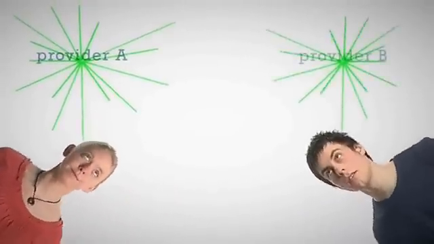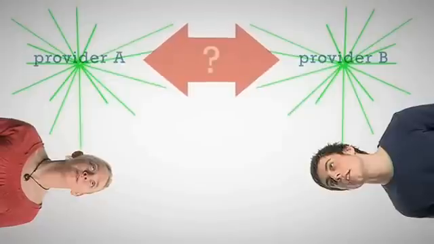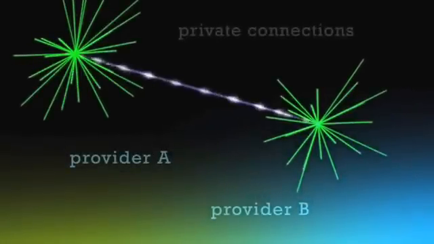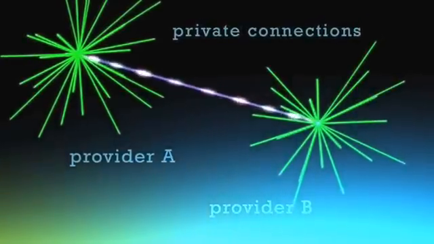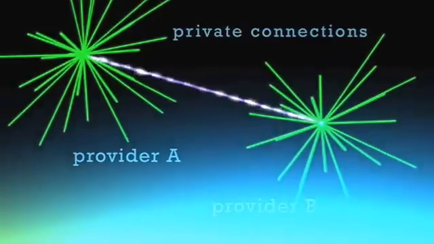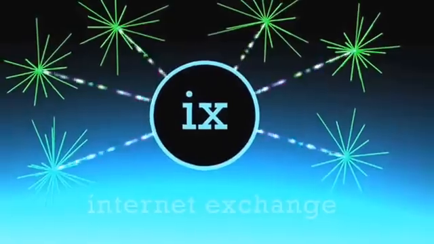But let's say you use one internet provider and your friend is on a different one. How does your data really get from one network to the other? Some companies make private connections with each other to exchange traffic. But more and more traffic is flowing through shared service platforms we call internet exchange points.